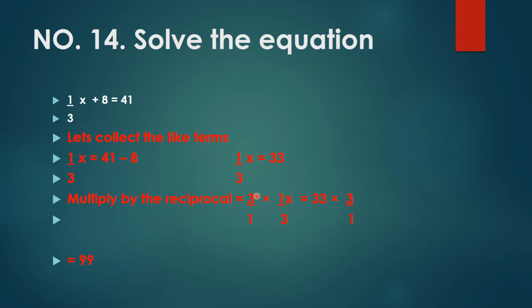So 3 over 1 times 1 over 3x is equal to 33 times also the reciprocal, that is 3 over 1. This will cancel one another. 3 and 3 will cancel, 1 and 1 will cancel. You only remain with x. So x is equal to 33 times 3 over 1. Remember, 3 over 1 is the reciprocal of 1 over 3. So just multiply here by the reciprocal. The reciprocal of 1 over 3 will cancel with this 1 over 3. You will remain with x. Then x will be equal to 33 times 3 over 1, which is equal to 99.